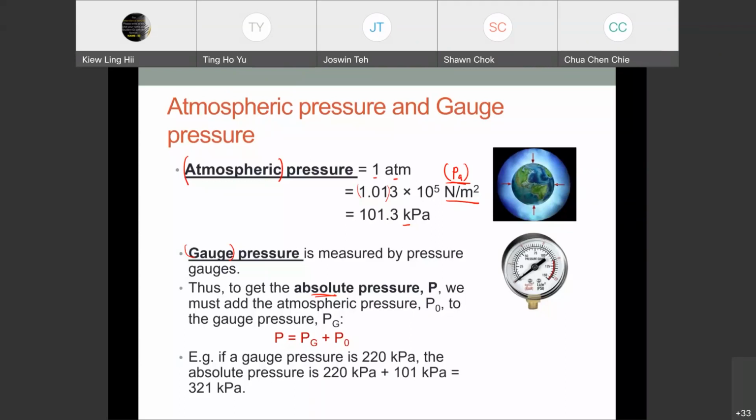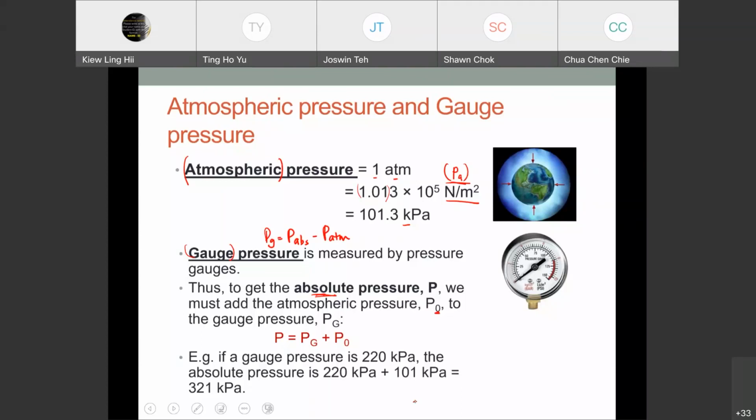Gauge pressure is the pressure difference relative to atmospheric pressure. So gauge pressure equals absolute pressure minus atmospheric pressure. If you want to find absolute pressure, you must add your atmospheric pressure. P naught stands for atmospheric pressure, with the gauge pressure.